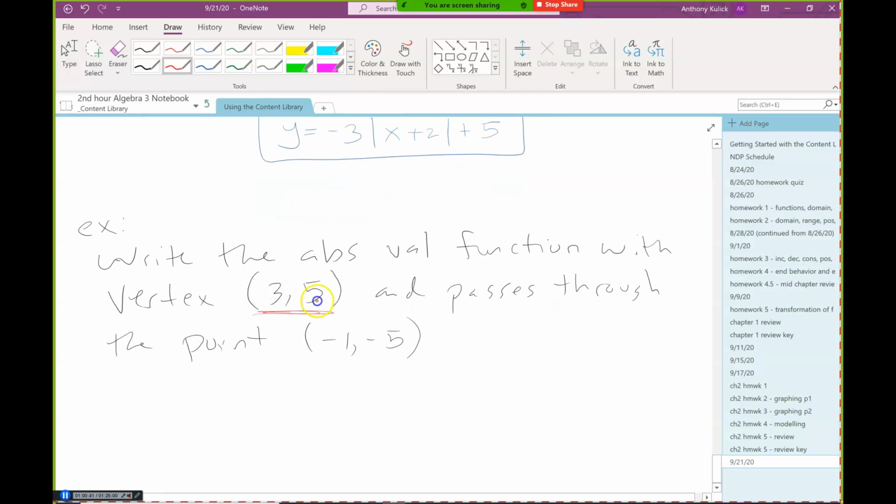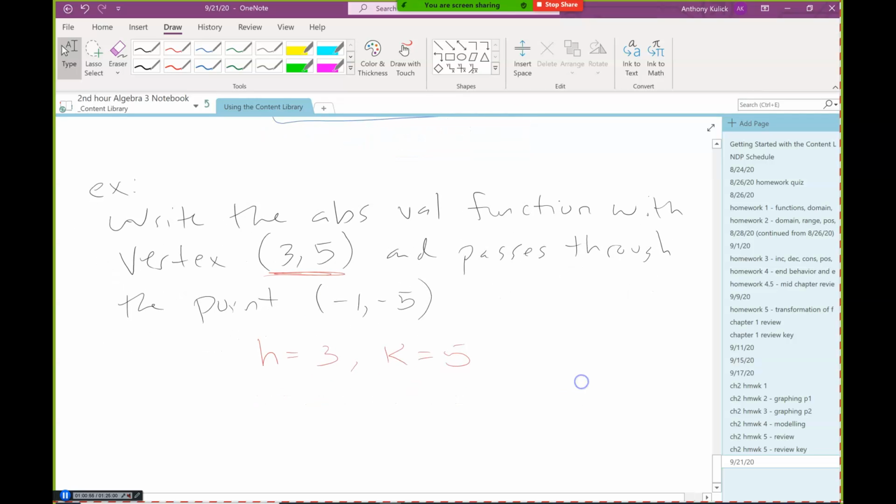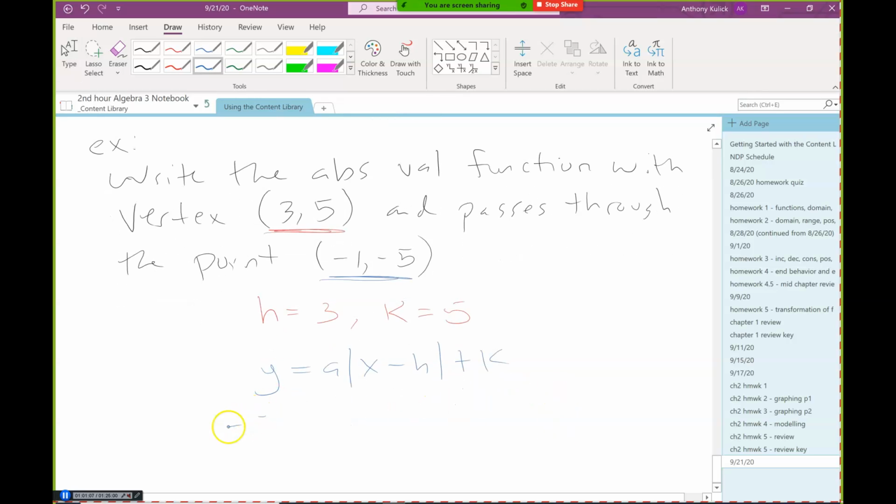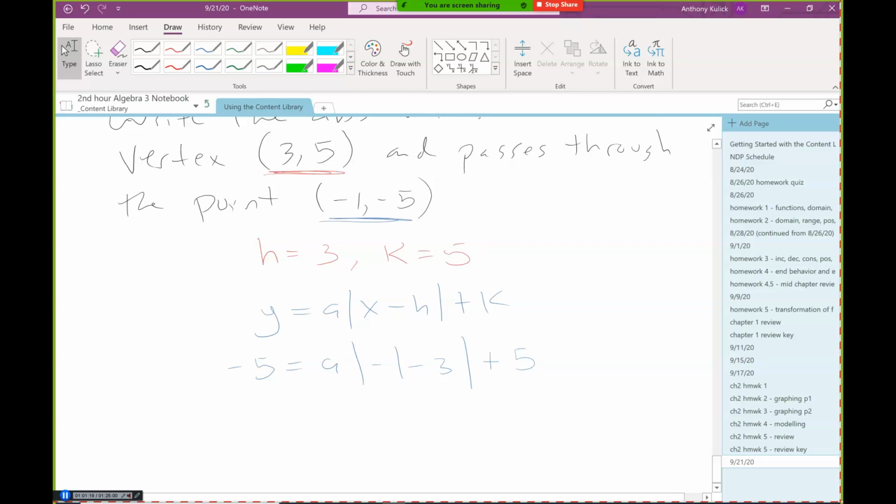So right, I can tell that the h and k is 3 and 5 because I know the vertex is 3, 5. And then using the other point, I can fill in the values for x, y, and h and k. Say -5 is equal to a times the absolute value of -1 minus 3 plus 5.